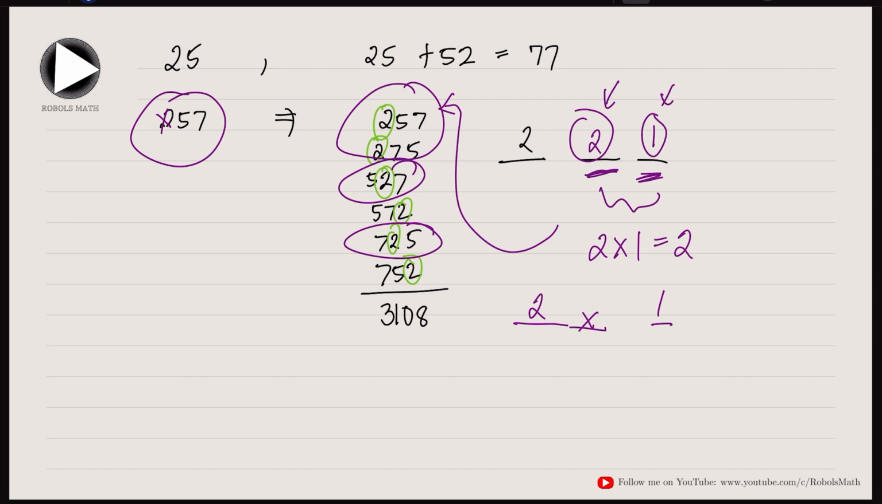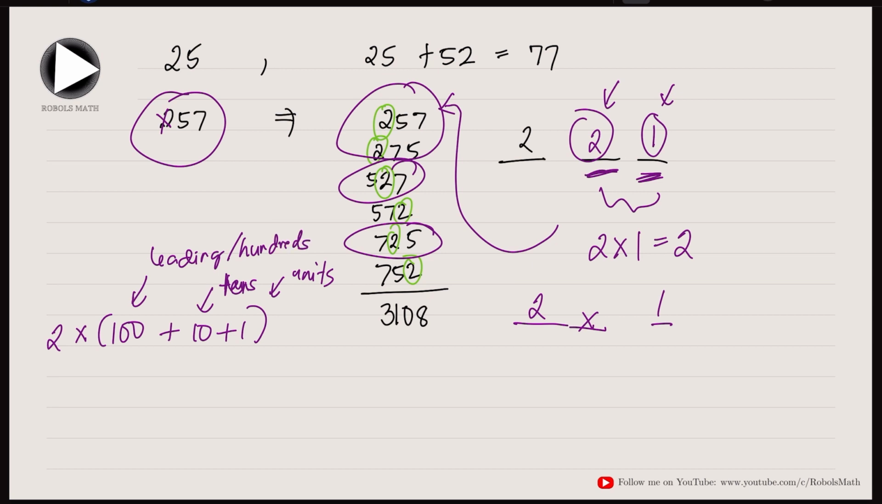So for the digit 2, the possible sum of those numbers is 2 times 100 plus 10 plus 1, where this is for the leading or hundreds digit, the tens digit, and the units digit. Again, we counted the number of possibilities of 2 showing up in each case. So that's 2 times 100, 2 times 10, and 2 times 1.